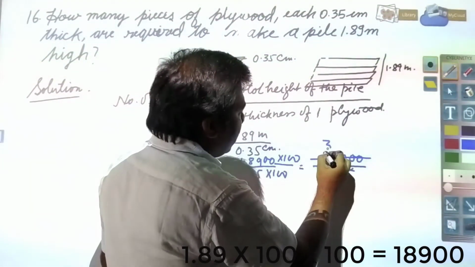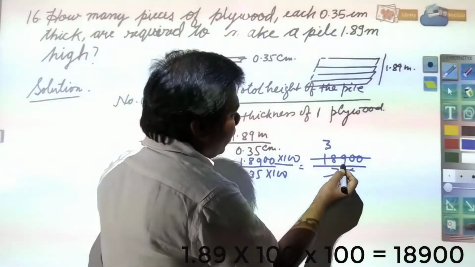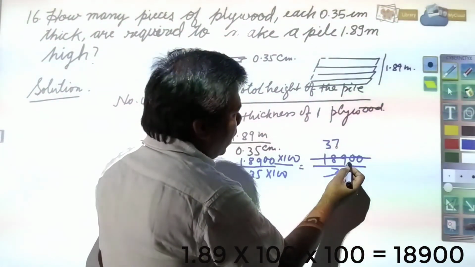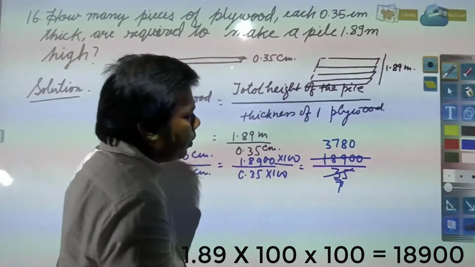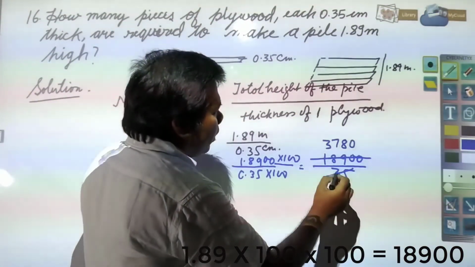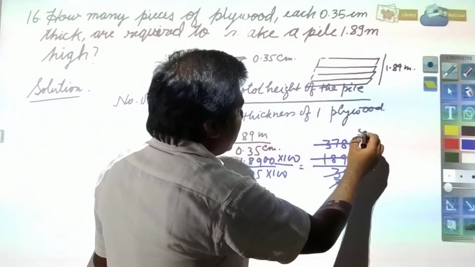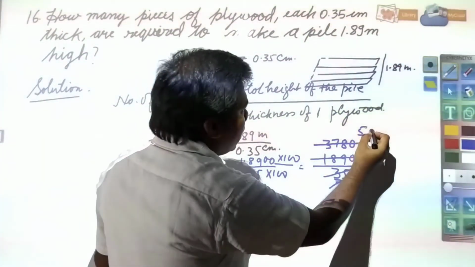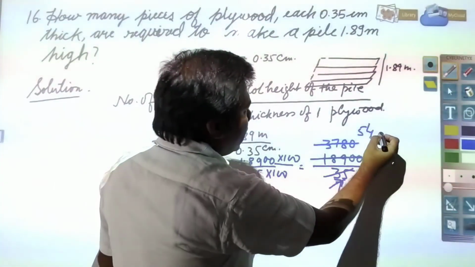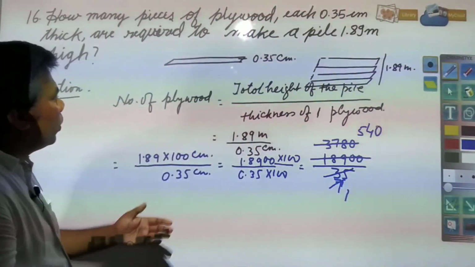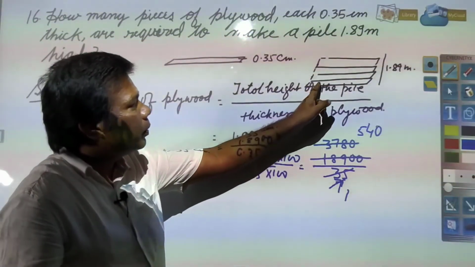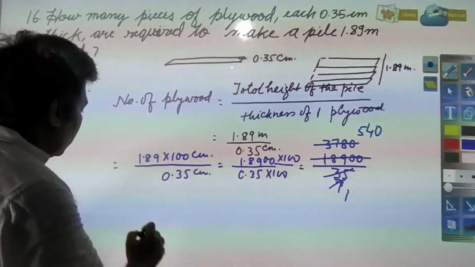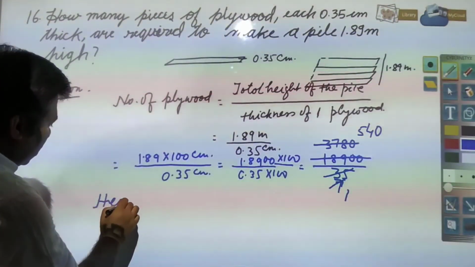So here you see 5 7 ja 35, 5 3 ja 15, and then you have 39, 5 7 ja 35, and 5 8 ja 40, and 0. Now you see 7 1 ja 7, 7 5 ja 35, 2 you have 28, 7 4 ja 28, and this is 0. So finally you got what? Number of plywood or number of sheets required. How many? 540.